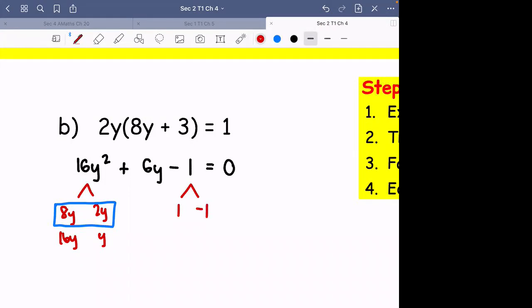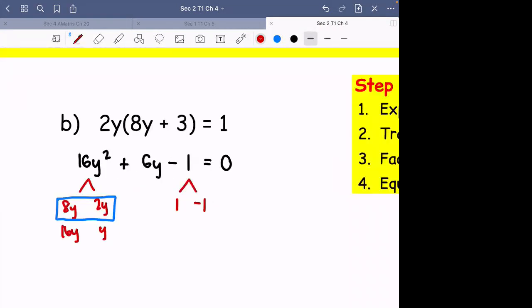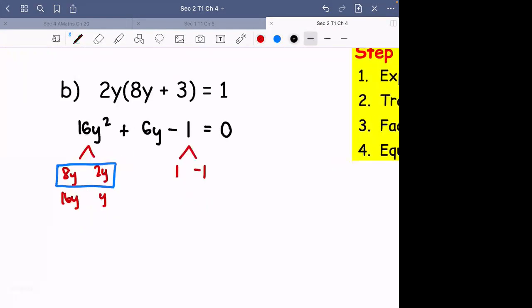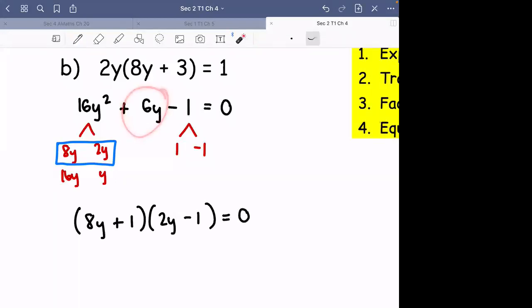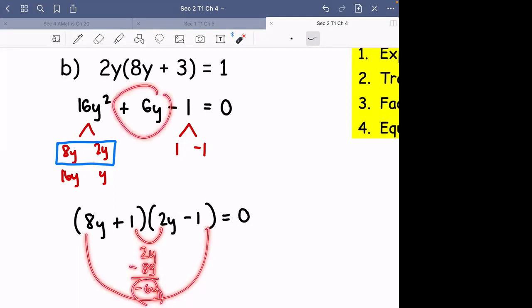Let's try to answer this. Do you have any question, class, so far for letter B? All right, let's check if the correct pair is correct. So this is 8y plus 1, and then 2y minus 1. It should give us 6y. The inner is 2y, and then the outer is -8y. So this is -6y. So it's incorrect because this is plus 6y.